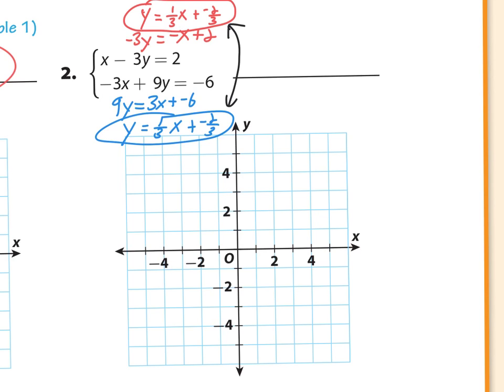So if I graph the first line, and then I graph the second line, I'm going to graph it right on top of the other one, right? Which means it's going to intersect at every single point forever and ever, which means there is an infinite number of solutions. That's what you'll put, an infinite number of solutions. Okay, so an infinity sign.